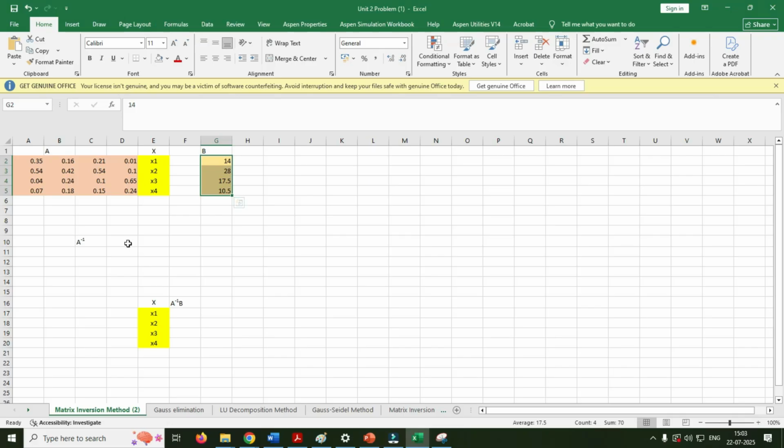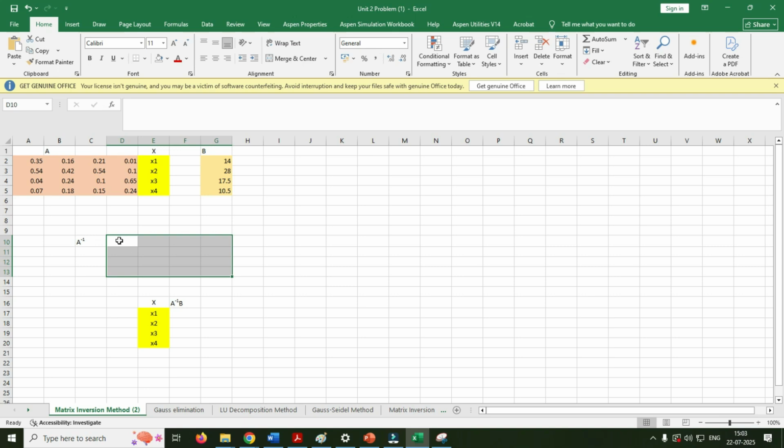To find A inverse in Excel, the A inverse matrix will have the same size as A. Therefore, let us select 4 rows and 4 columns in the Excel sheet. Keep the cursor at the first cell, don't press enter.